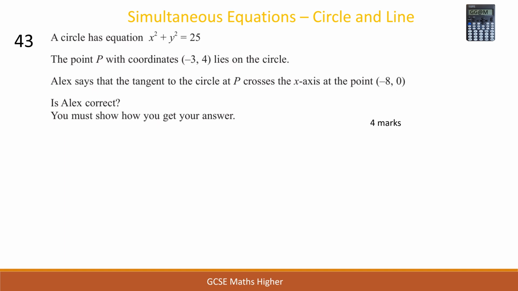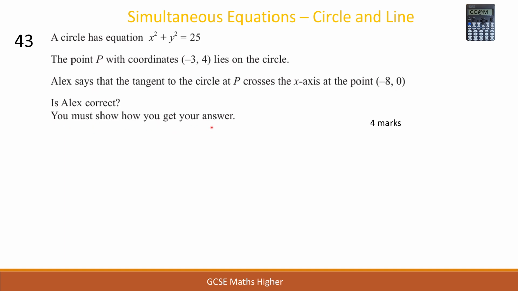Now, simultaneous equations, when you've got a circle and a line, work in exactly the same method as when you've got a line and a quadratic equation. So you can see here this is quadratic because you've got squares in here, but this time we have got a circle and a line. Now you've got to work out whether the tangent crosses the x-axis at this point here, and you've got to say whether he's correct or not.